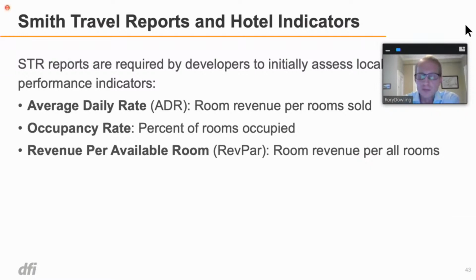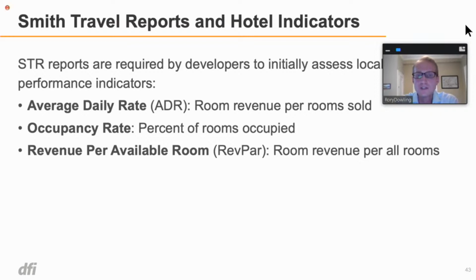I mentioned Smith Travel Reports. Some of you may be familiar with what these are, but this is what all hotel operators are required to report to. So they report their average daily rates, they report their occupancy rates, and they also report what's known as RevPAR, their revenue per available room, which is essentially just the average daily rate multiplied times the occupancy rate. And they report this to a company called Smith Travel Report, which then puts together these reports for people like us, for developers, as a starting place to understand the market.